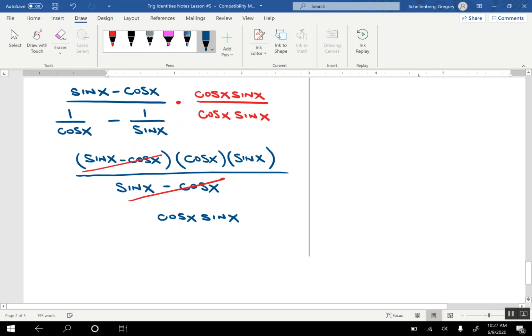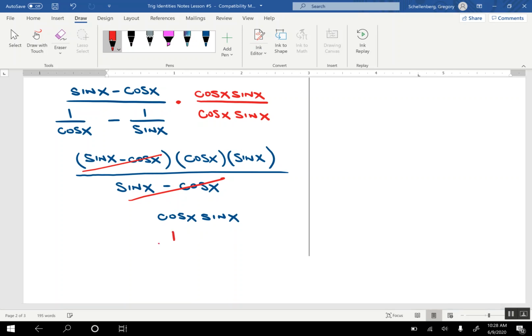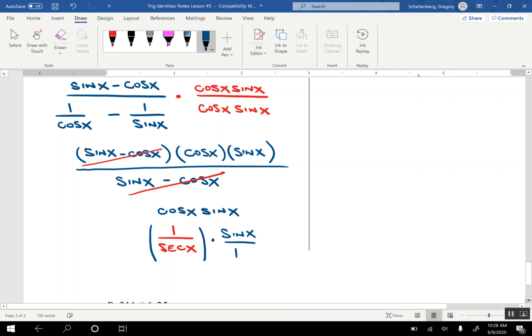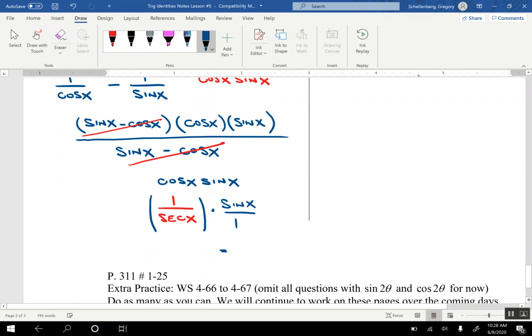One of the things we can do with cos x is we could rewrite it as 1 over secant x. Okay, secant is cosine's reciprocal. So we can rewrite cos x as 1 over secant x, and we're multiplying this by sine x as a fraction is over 1. So we end up with sine x over secant x. And so the left side is equal to the right side. And that's it for today.